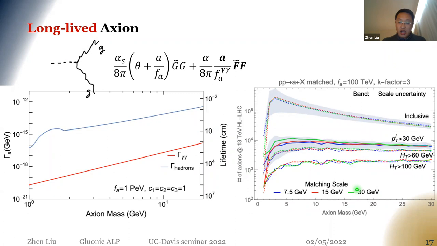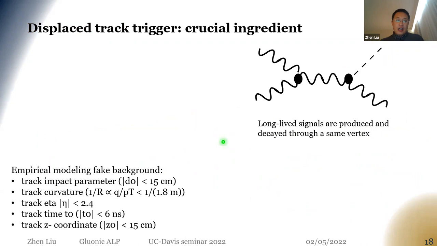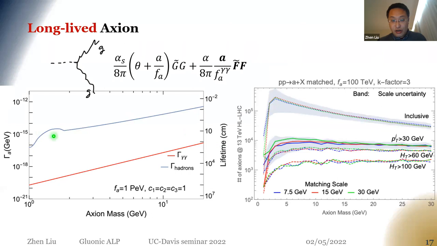Okay. So having such a number of axions, and having the insight that motivated axion-like particles might be long-lived, we can further the study by thinking about how to catch them. Given the low rate and the small lifetime, the lifetime is still, you can see, centimeter level, or tens of centimeter level in this regime.